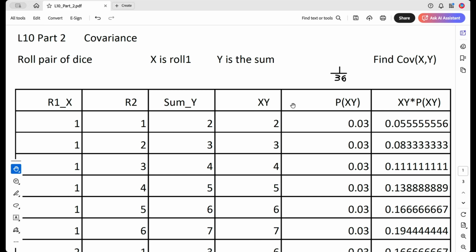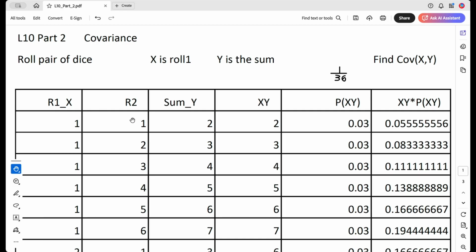calculate the expected value of xy. So we need to calculate x times y. We need to calculate the probability of that expression and then multiply them together and take the sum.